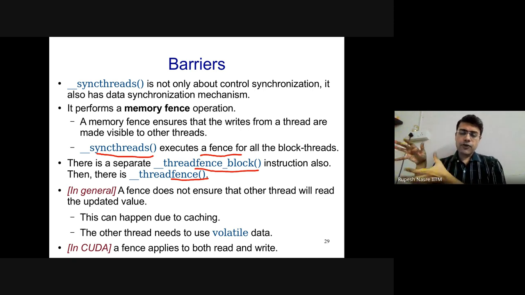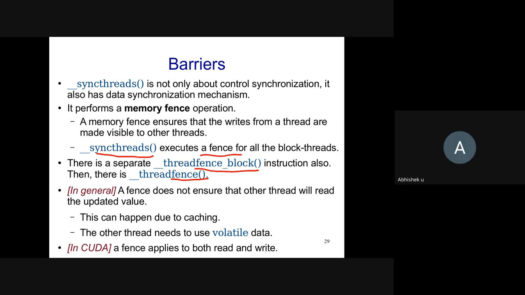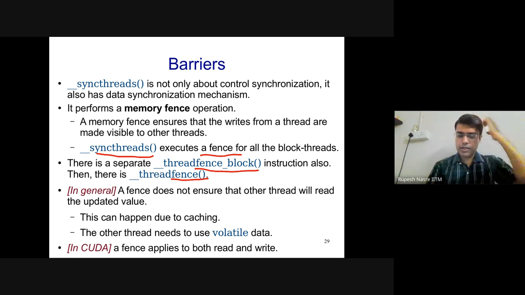However, from the perspective of the other threads that are reading the value, maybe they have read the value earlier and therefore it is already cached. Okay, got it, sir. Thanks. So the thread fence is ensuring, Sowmeya, that the value is written all the way to the common memory, which could be L2 cache or main memory.